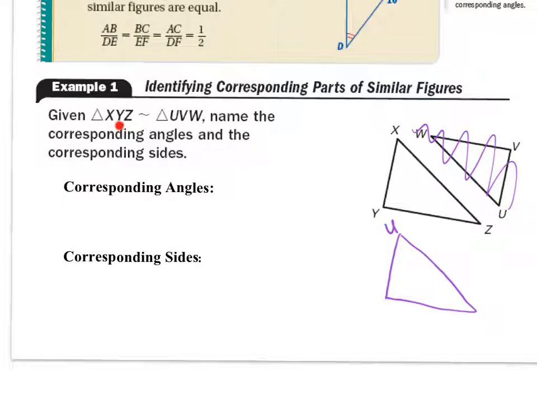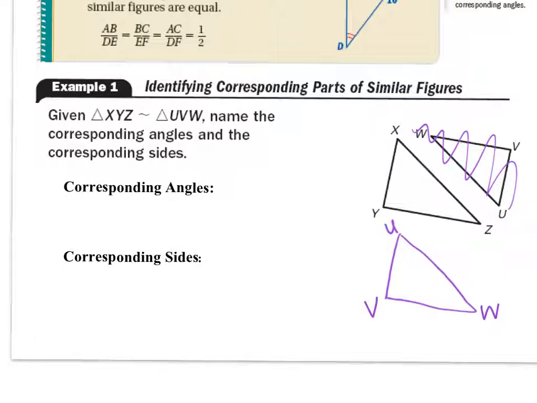Same thing with the second one. Y and V need to be in the same spot. So if there's Y, then down there is where V needs to be, which means Z and W need to be in the same spot. Now, once you've redrawn that triangle, that's honestly the hardest part of this problem.